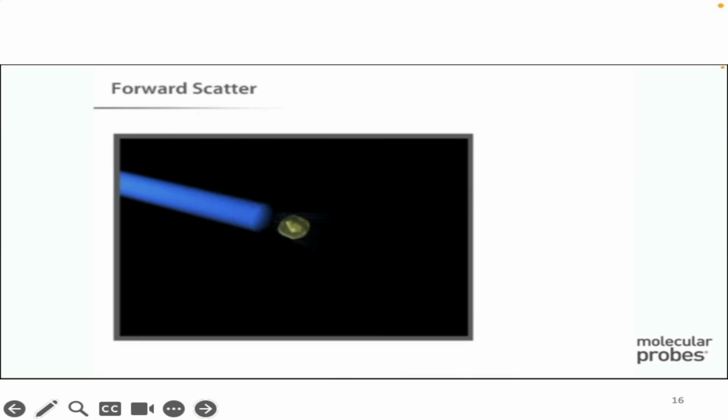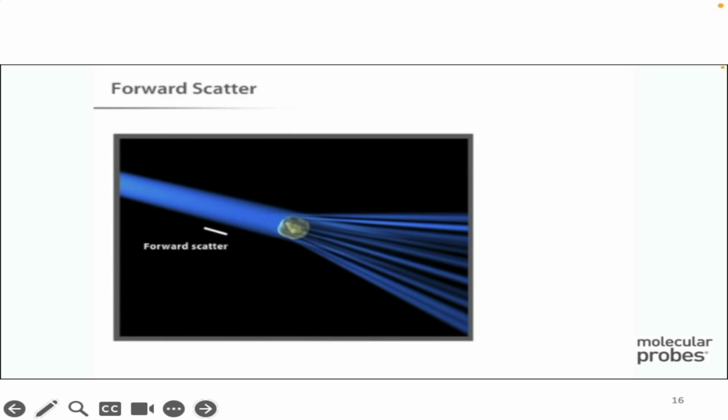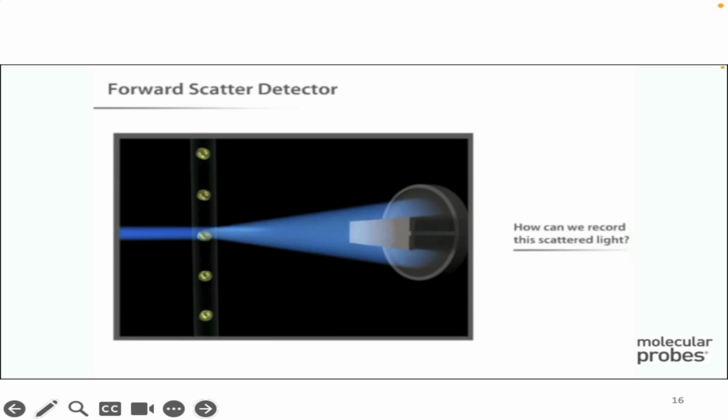As a cell passes through the laser, it will refract or scatter light at all angles. Forward scatter, or low-angle light scatter, is the amount of light that's scattered in the forward direction. I'm going to draw this on the board in a second too. The magnitude of forward scatter is roughly proportional to the size of the cell, and this data can be used to quantify that parameter. But how can we record this scattered light?